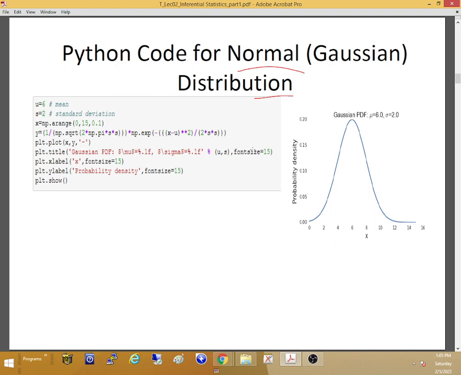Yeah, that's why we have to know the properties of the standard normal distribution. This is the standard property: 68% will be within one standard deviation, 95% within two standard deviations, and 99.7% within three standard deviations. That's why we need to know the properties of the normal distribution.